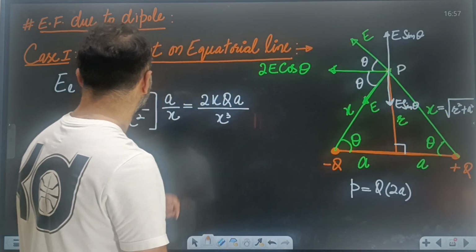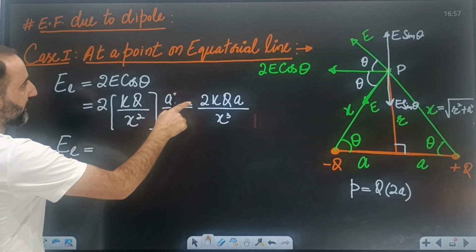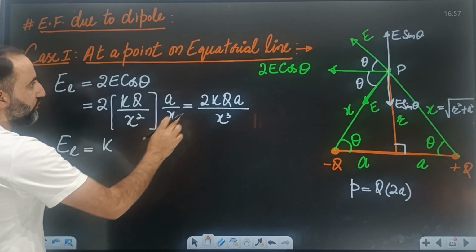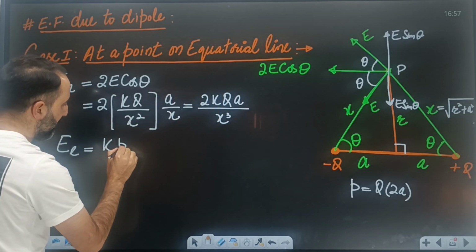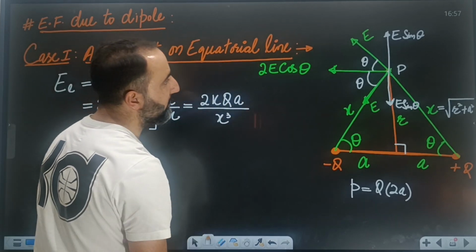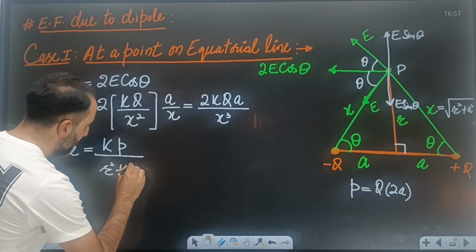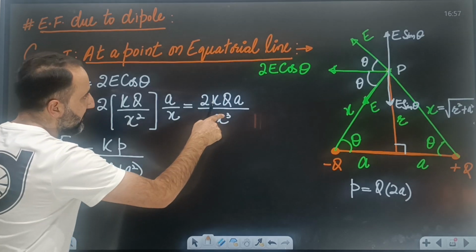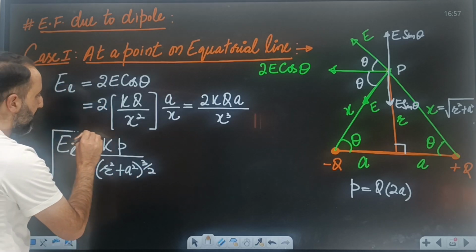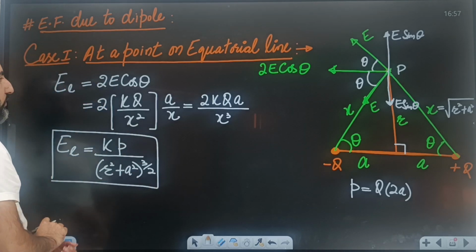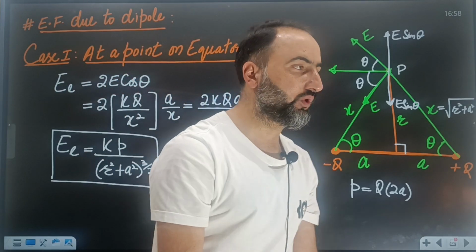Okay, so the electric field at the equatorial line here: first I will write down k into q into twice a, that is the dipole moment, so in its place we will write p, divided by x cube. Now what will we write in place of x? r square plus a square raised to the power 1 by 2. Then this cube, so it will be raised to the power 3 by 2. This is actually the electric field on the equatorial line.